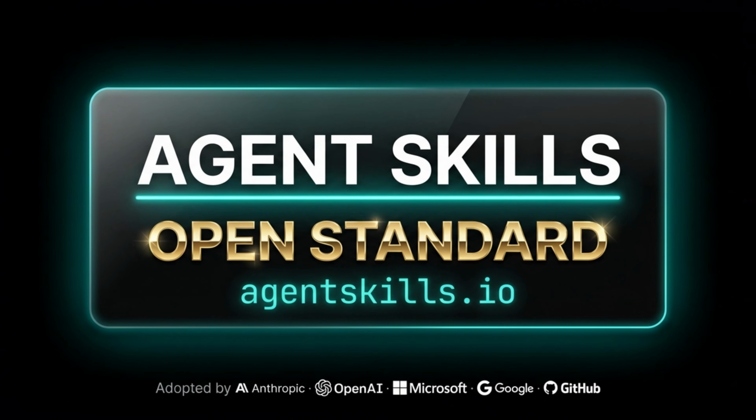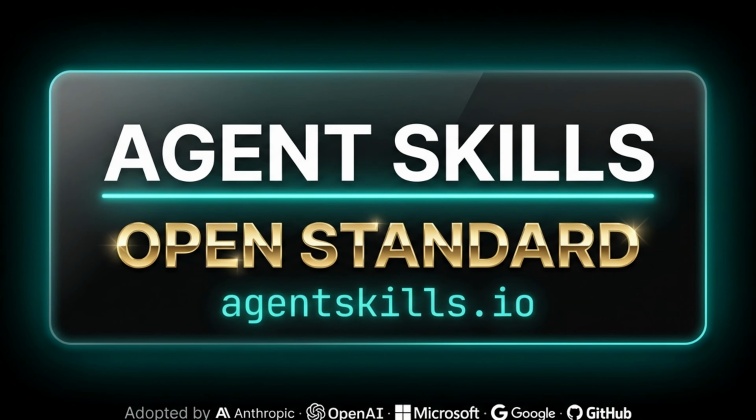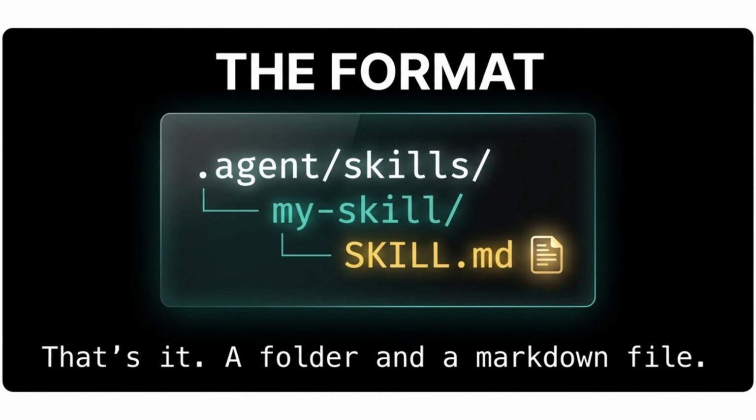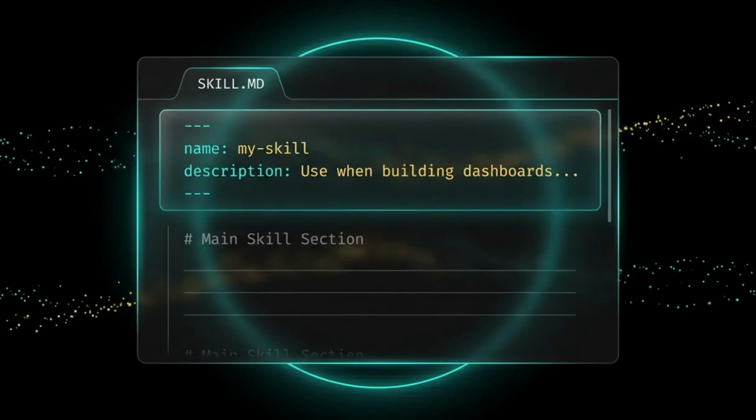So, what actually is a skill? A skill is an open standard for teaching your agent how to do a specific task. And the format is dead simple. It's a folder with this file called skill.md inside it. Now, that skill.md has two parts. First, at the top, name and description in YAML. This is the most important part.